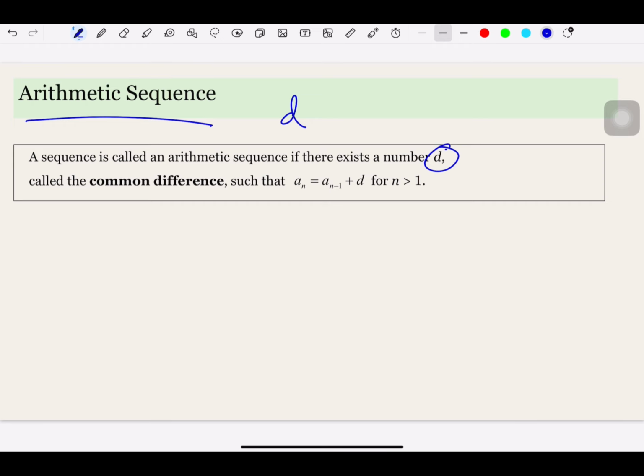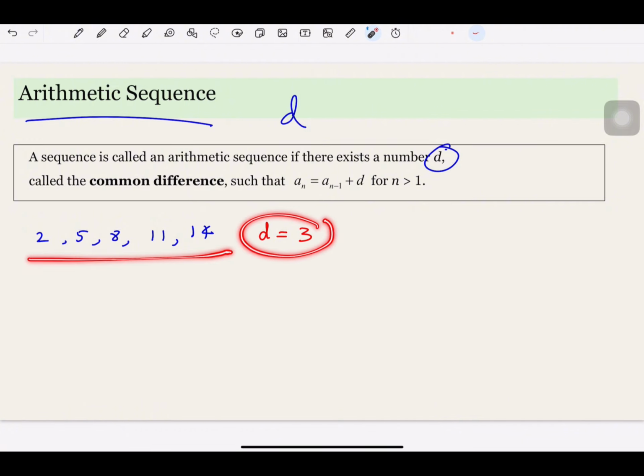For example, let's take 2, 5, 8, 11, 14. Here you can see each number is 3 more than the one before. If you add 3 to 2, you get 5. If you take 5 and add 3, you get 8. 8 plus 3 is 11. 11 plus 3 is 14. So here you clearly see each number is 3 more than the one before, and the common difference is 3.